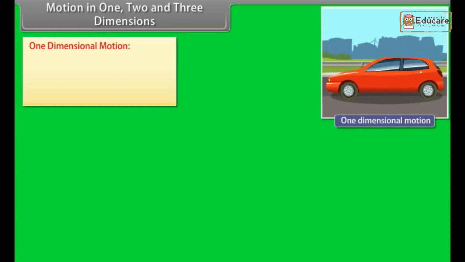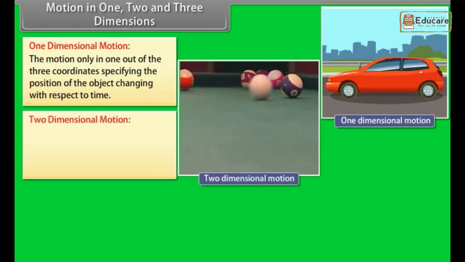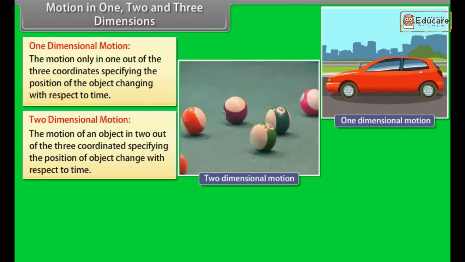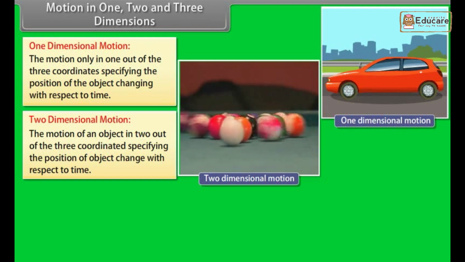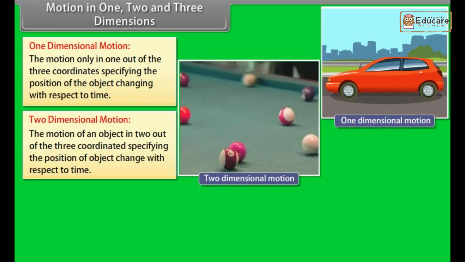Motion in 1, 2, and 3 dimensions. One-dimensional motion. The motion in which only one out of three coordinates specifying the position of the object changes with respect to time. Example: a car traveling in a straight line. Two-dimensional motion. The motion of an object in which 2 out of 3 coordinates specifying the position of the object change with respect to time. Example: a billiard ball moving over a billiard table.